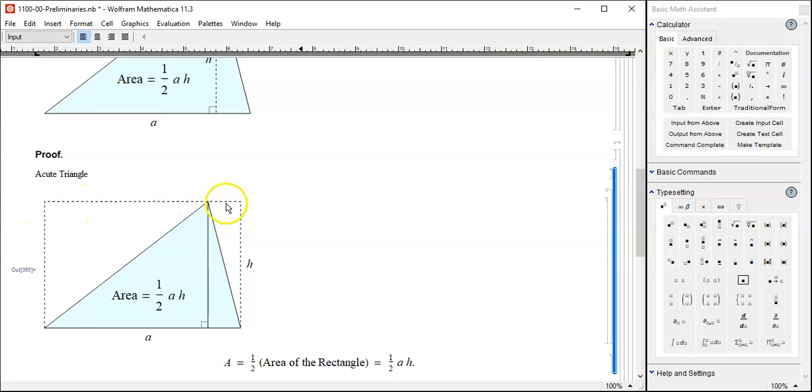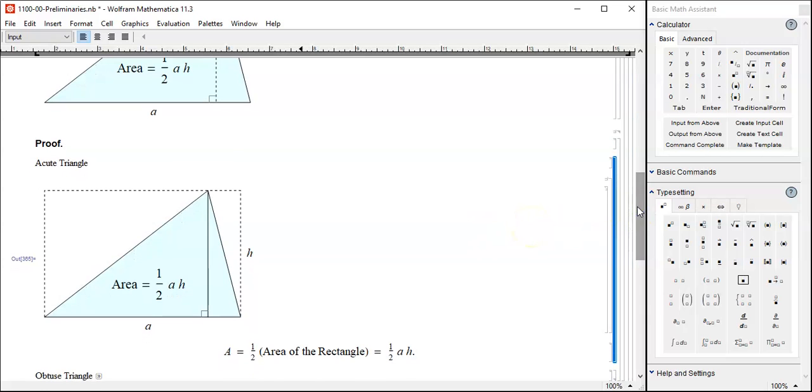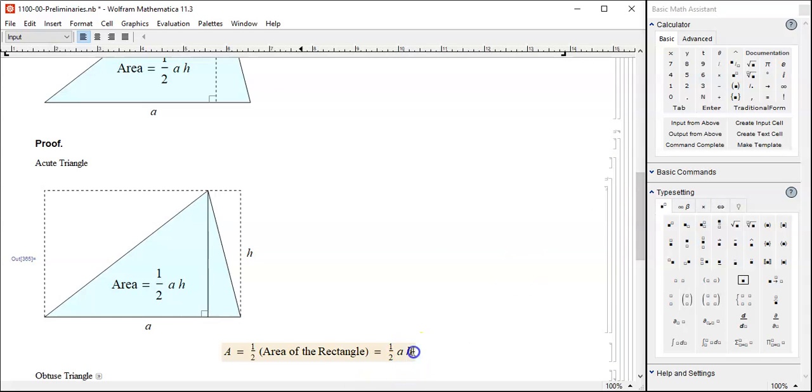Consequently, this dotted rectangle is twice as large in terms of area, of course, as the original triangle, and so the area is twice of the original triangle. So to find out the area of the original triangle, we have to take half of the rectangle. That's how you get 1/2 of AH.